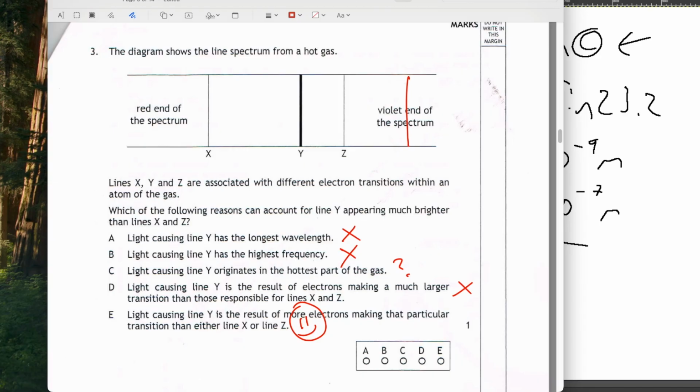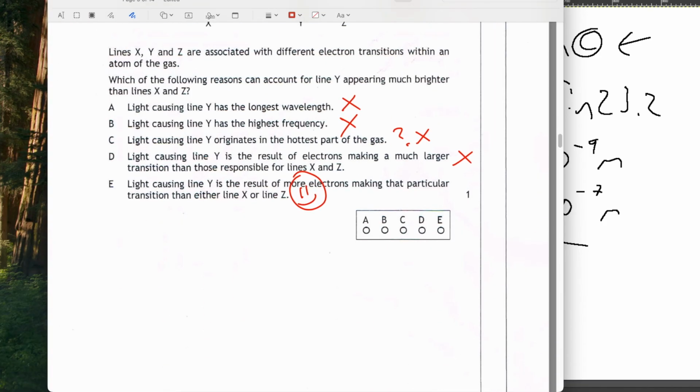Line causing light Y originates in the hottest part of the gas. Does it matter what the temperature of the gas is in this case? I don't think so. I like E. I'm going for E on this one. Okay, more transitions equals more photons.